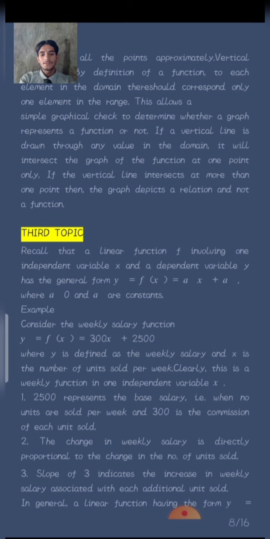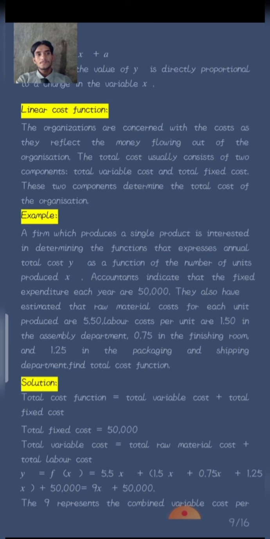Number two, the change in the weekly salary is directly proportional to the change in the number of units sold. Number three, the slope of 300 indicates the increase in weekly salary associated with each additional unit sold. In general, for a linear function having the form y = f(x) = ax + b, a change in the value of y is directly proportional to the change in variable x.